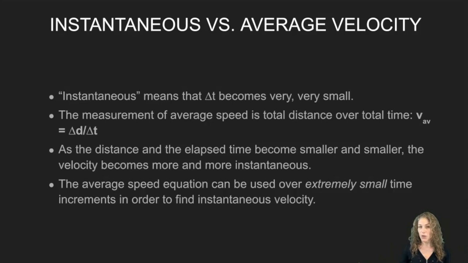If I'm taking a really long trip, like down to Orlando, covering 1,000 miles, an instantaneous velocity might be how long it took me to go from exit 168 on the parkway to exit 160 on the parkway. That velocity that I'm doing is more instantaneous than that 1,000-mile trip.